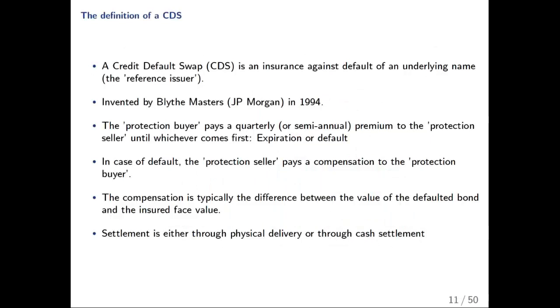Okay, so let's define a CDS. They were invented in 1994 by this smart guy called Blythe Masters, and they were initially developed by JP Morgan. Some of the most famous industry models, for example the JP Morgan model, is a very simple model for pricing credit derivatives. We're going to look at it later. So, what is a CDS?